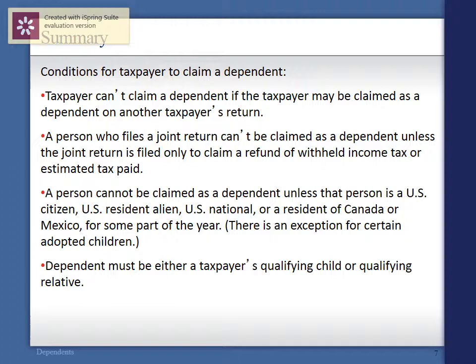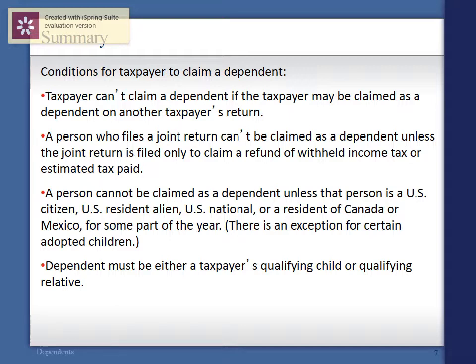So in summary, if the taxpayer is trying to claim someone as a dependent, the dependent cannot be claimed by someone else on a different tax return. So we want to make sure that we watch for the potential that a dependent the taxpayer might be trying to claim is actually being claimed by someone else. Like in the example we had earlier about the uncle who was trying to claim his nephew. We should be asking, is there someone else who can claim the child? And most likely that would have been the parents under that scenario.